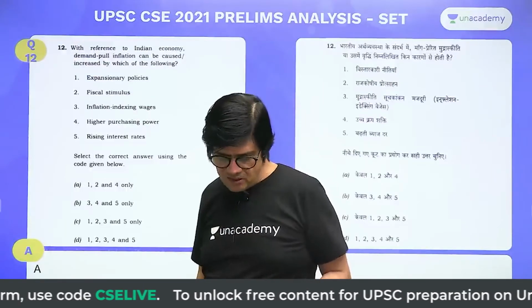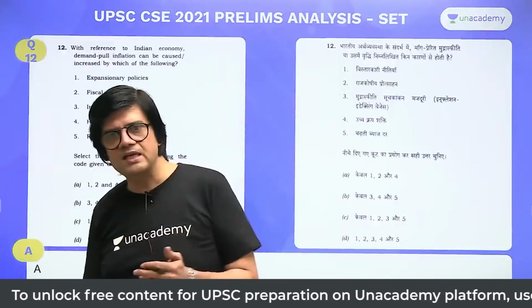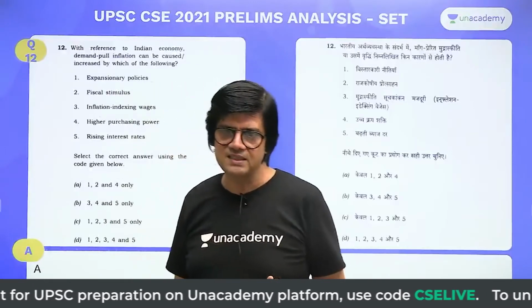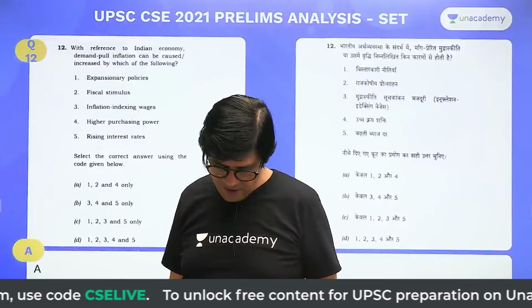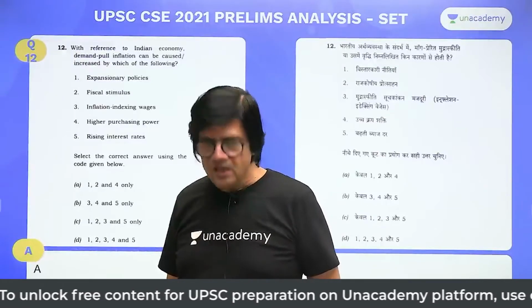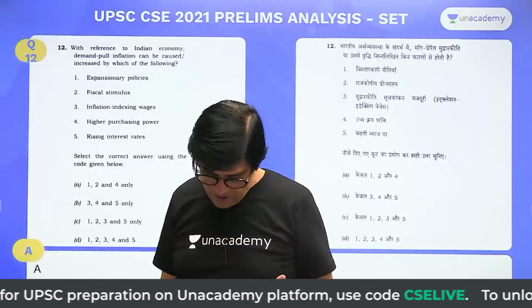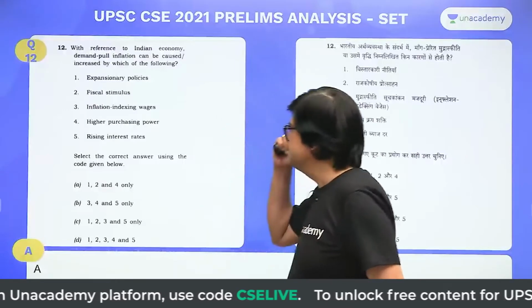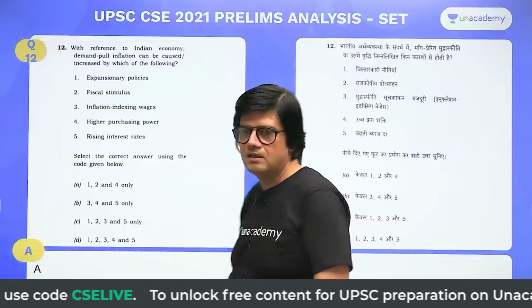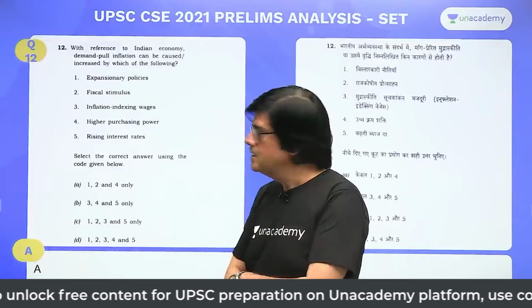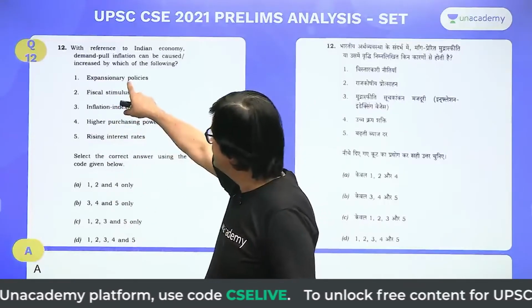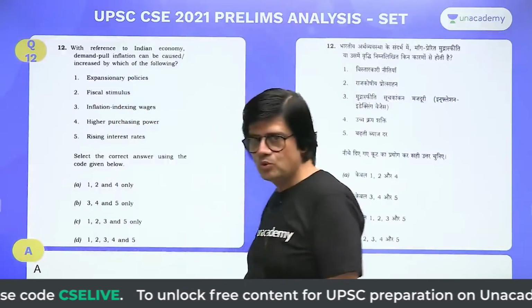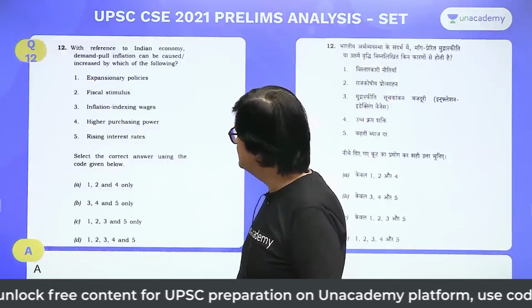Fiscal stimulus is also like if government cuts down on taxes and provides some kind of fiscal incentive to people, or increase in the rate of growth of public debt, if that is also one of the fiscal measures as a stimulus, fiscal stimulus. So obviously expansionary policy and fiscal stimulus, both will be the factors here.